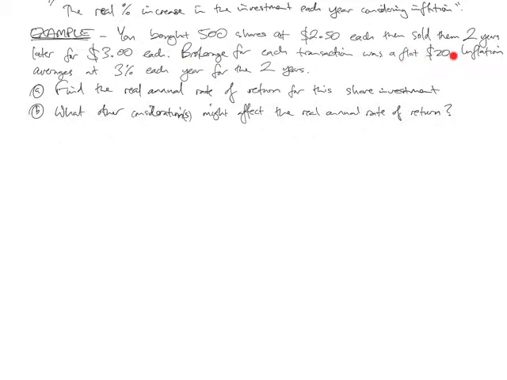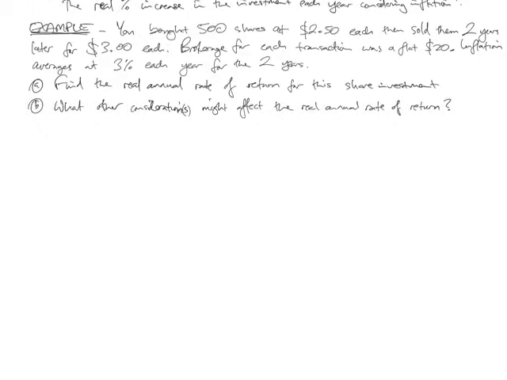Brokerage was a flat fee of $20 each time, and then inflation was averaging at 3% each year for the 2 years. So every year that this happened, the price of everything was increasing by 3%. So we need to consider that here to find the real return. So part A of the question, find the real annual rate of return on this share investment, and B, what other considerations might affect the real annual rate of return. We'll think about B after.